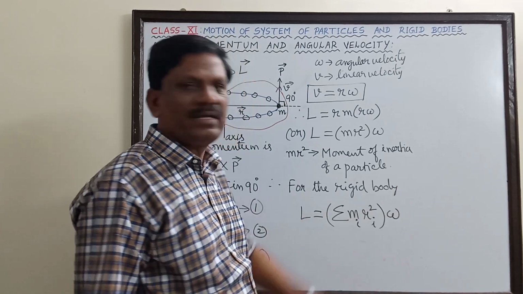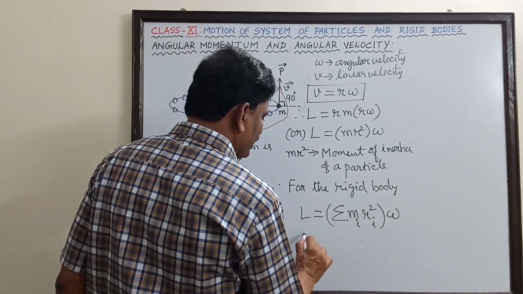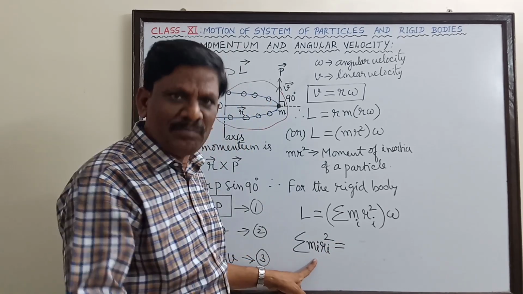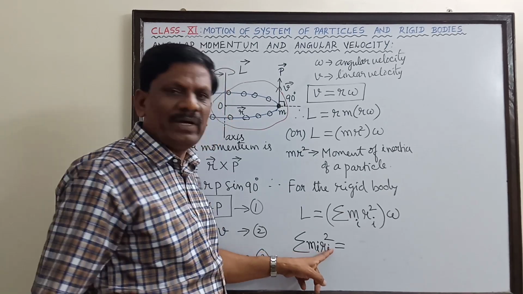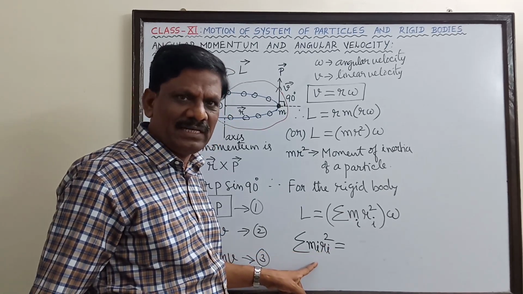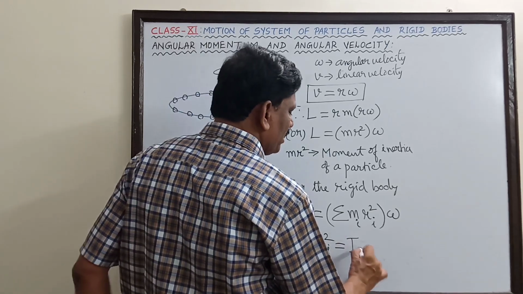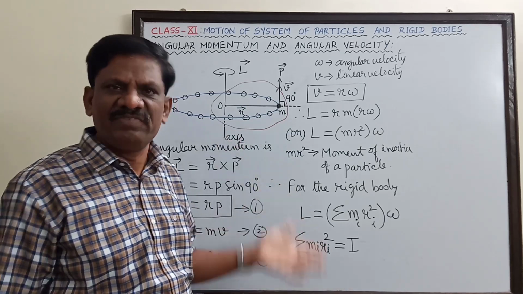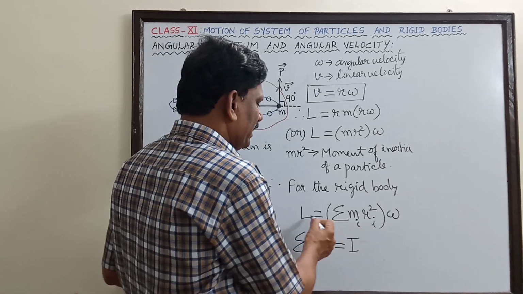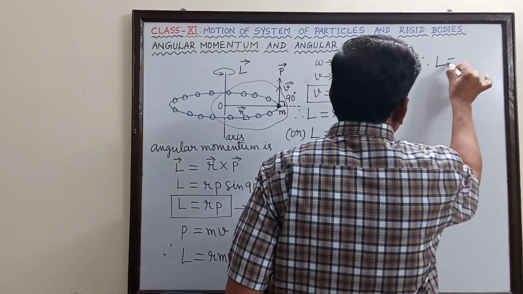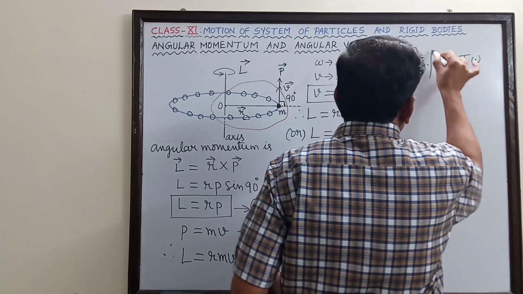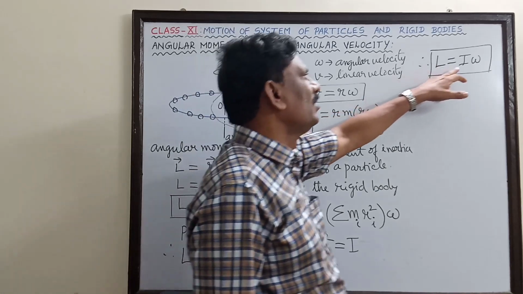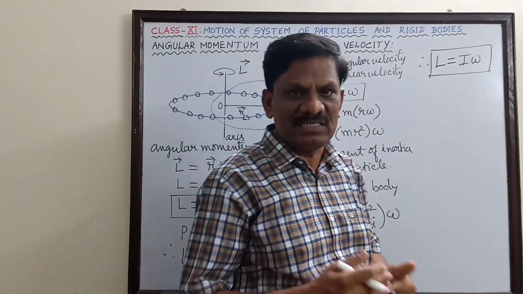So what is this sigma m_i r_i square? This is the algebraic sum of the mass of the particles times the square of their distances from the axis of rotation. So this is equal to the moment of inertia, that is I. I is a scalar, which is a constant provided the axis is fixed. So I can write, therefore, L is equal to I omega. So this is in scalar form. Angular momentum is equal to moment of inertia times the angular velocity.